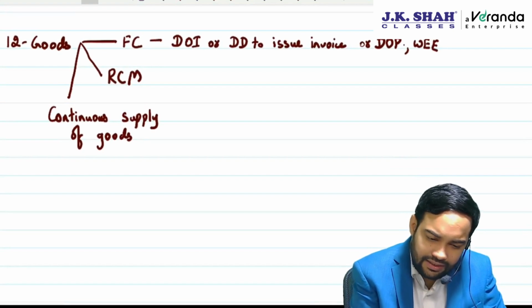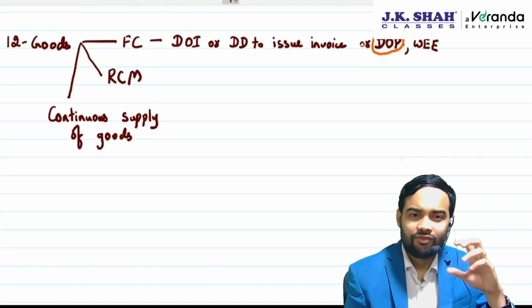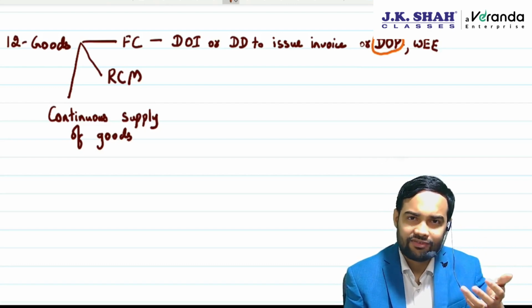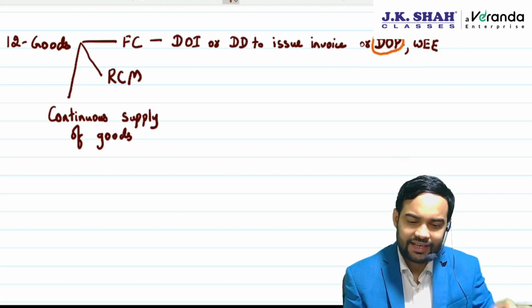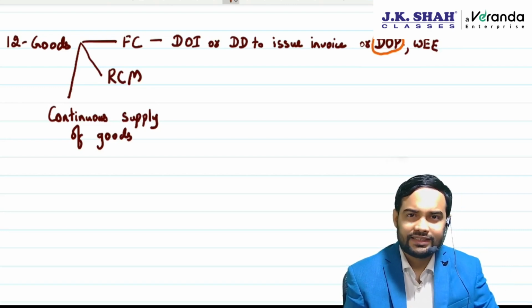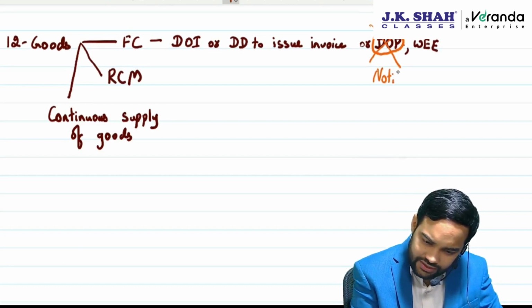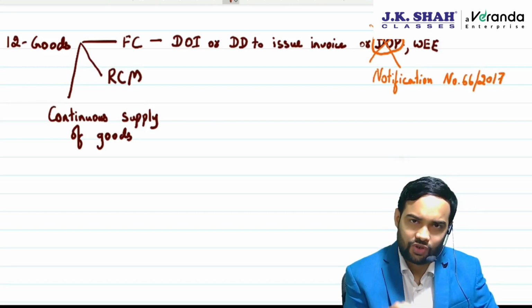But the industry was not happy with this date of receipt of payment, saying that when a particular person is dealing with various types of goods, there will be different GST rates, and if he receives an advance, it was difficult for him to apply a particular GST rate, and hence they requested that this DOP should be deleted. This DOP was deleted via notification number 66/2017. So at present, date of receipt of payment is not applicable as time of supply for goods forward charge.